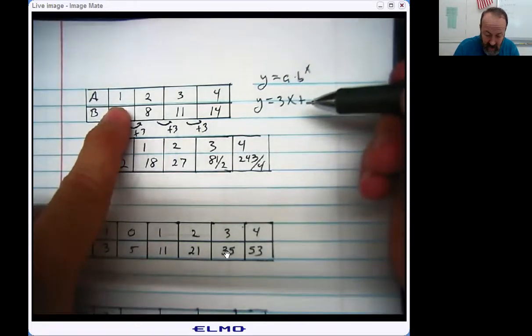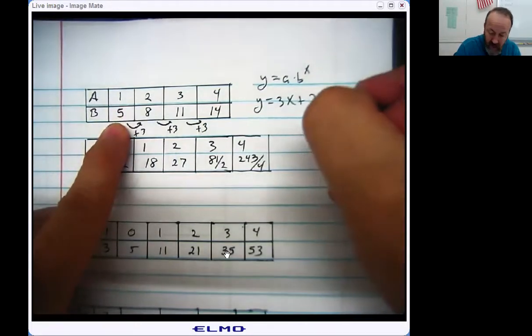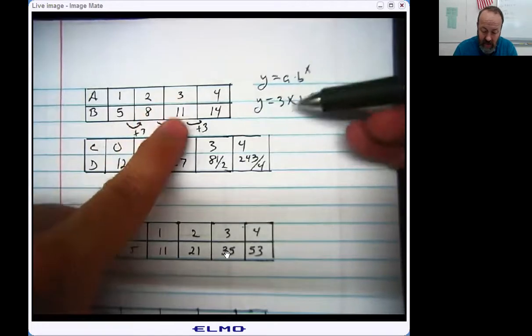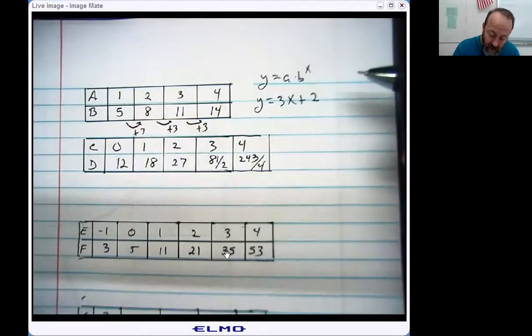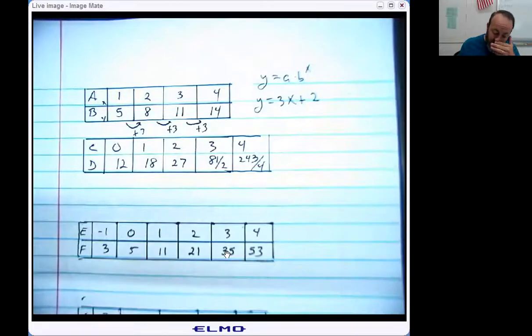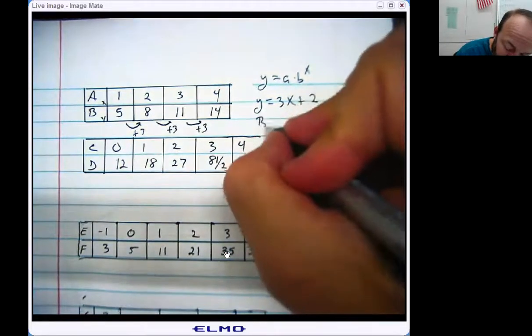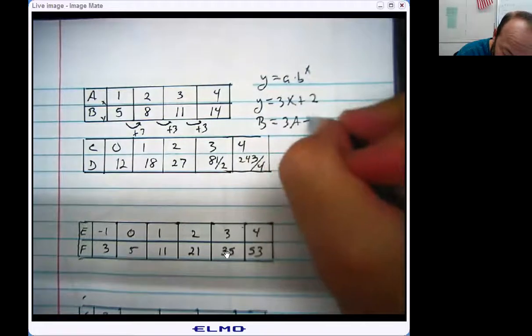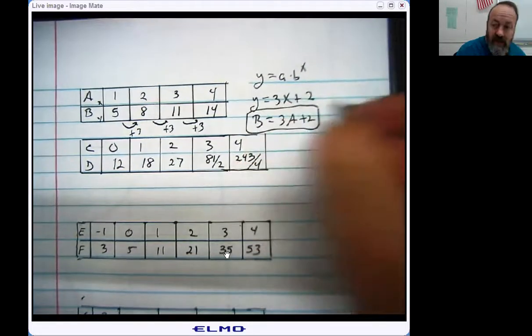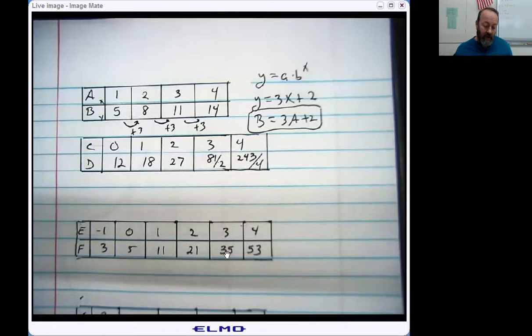3 times 1 is 3. I needed 2 more to get to there. Notice 3 times 3 is 9. And you know, I got to be a little bit careful because I normally use x and y's, but I'm using a's and b's here. So that would be b equals 3a plus 2. But I'm not going to stress that on this test. We've already addressed linears. We're looking for exponentials.